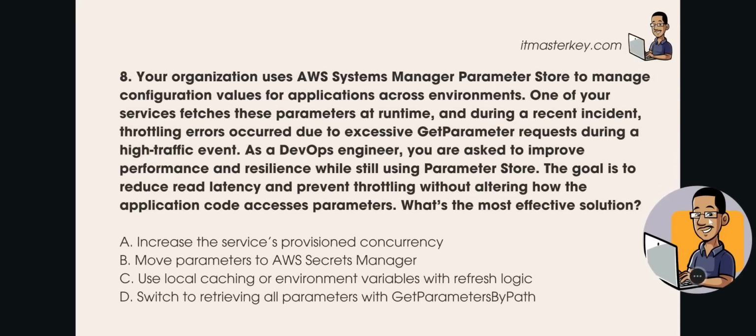Your organization has AWS Systems Manager Parameter Store parameters to manage configuration values for applications across environments. One of your services fetches these parameters at runtime, and during a recent incident, throttling errors occurred due to excessive GetParameter requests during a high traffic event. As a DevOps engineer, you are asked to improve performance and resilience while still using Parameter Store. The goal is to reduce read latency and prevent throttling without altering how the application code accesses parameters. What's the most effective solution?